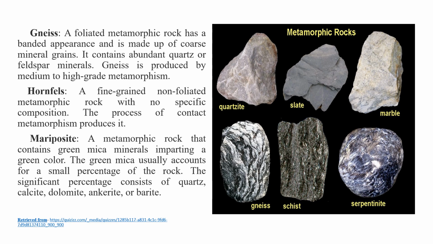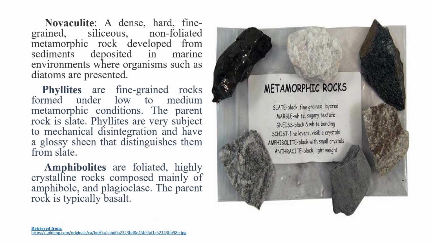Mariposite, a metamorphic rock that contains green mica minerals, imparting a green color. The green mica usually accounts for a small percentage of the rock. The significant percentage consists of quartz, calcite, dolomite, ankerite, or barite. Novaculite, a dense, hard, fine-grained, siliceous, non-foliated metamorphic rock developed from sediments deposited in marine environments where organisms such as diatoms are present.